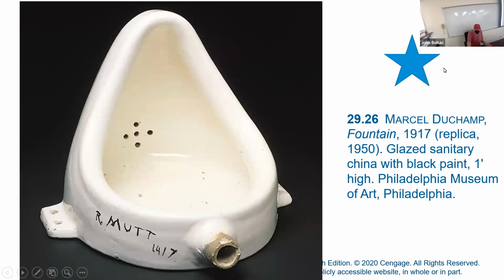Marcel Duchamp, Fountain, 1917. Duchamp was a Frenchman. He worked between Zurich, but he landed in New York City and did a lot of his important work in New York. Fountain, and this is a replica. It's a replica because the original was thrown in the dumpster. Why was it thrown in the dumpster?